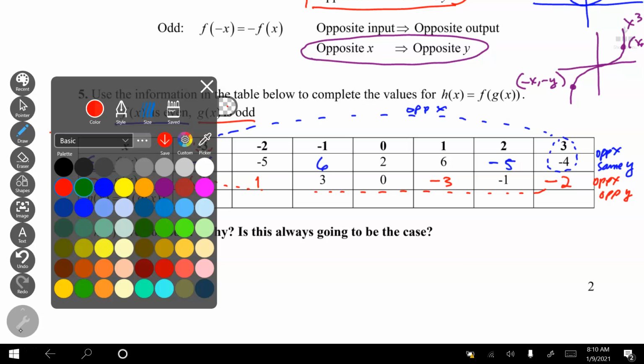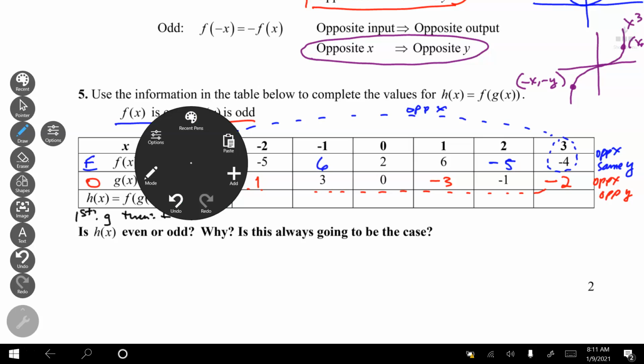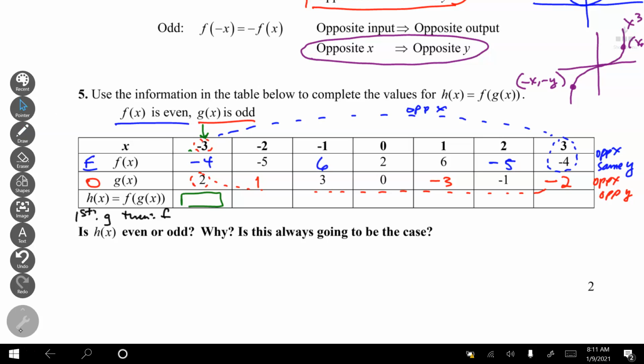Now I have to do the composition. The composition says first I have to do g, and then I have to do the f function. So when I start here at x equals -3, I'm trying to fill in this square right here. I start at -3. I get 2. Then I go all the way to 2. f is equal to -5. So this result here is -5.